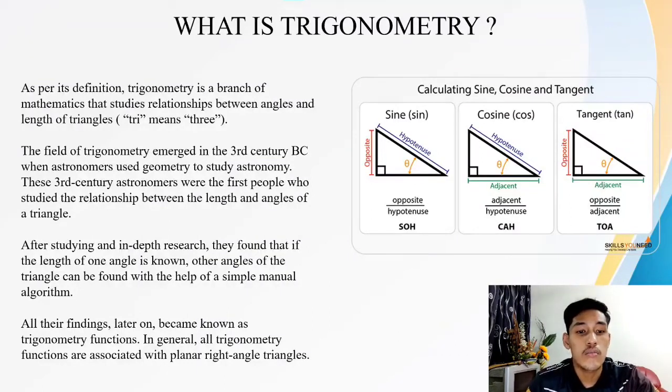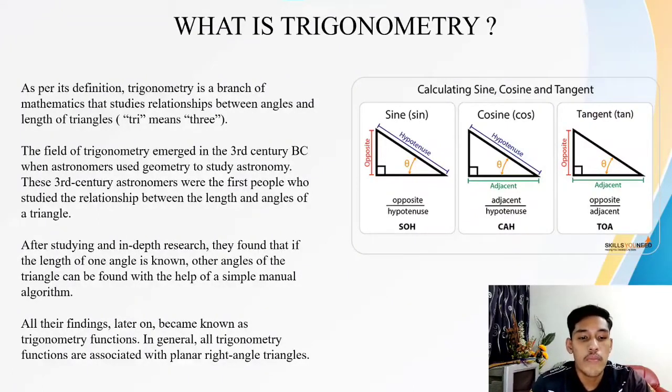These 3rd century astronomers were the first people who studied the relationship between the length and the angles of a triangle. After in-depth research, they found that if the length of one side is known, the other angles of the triangle can be found with the help of a simple algorithm. All their findings later became known as trigonometric functions. In general, all trigonometric functions are associated with the planar right-angled triangle.